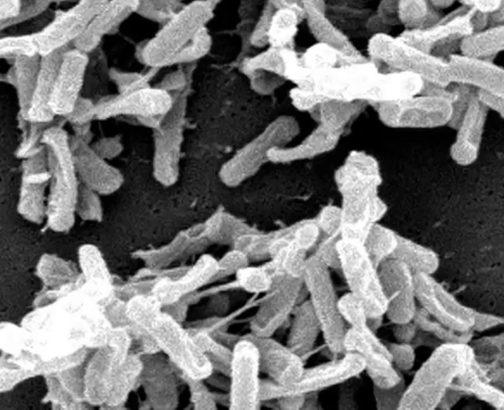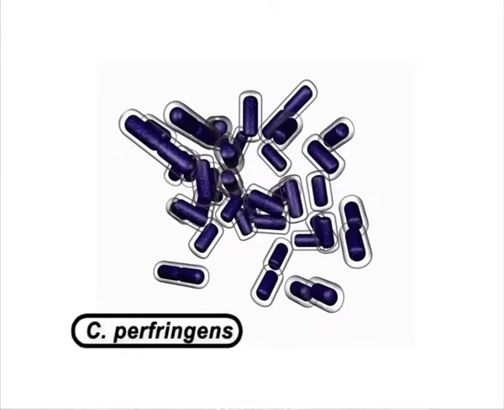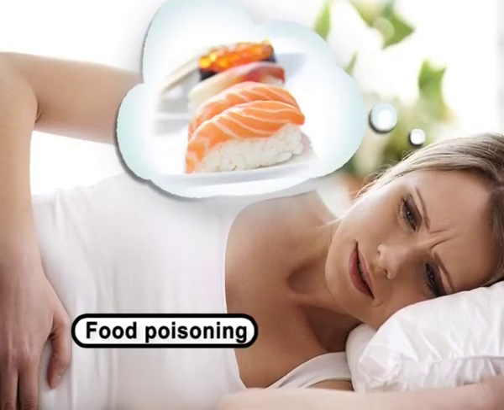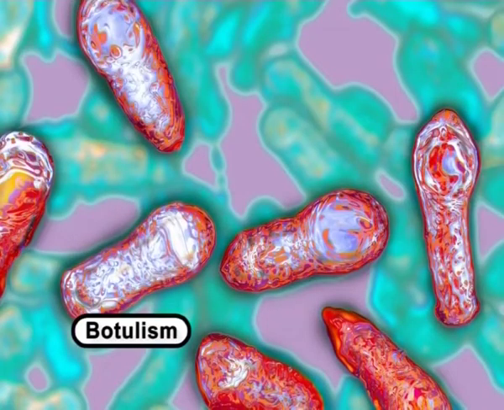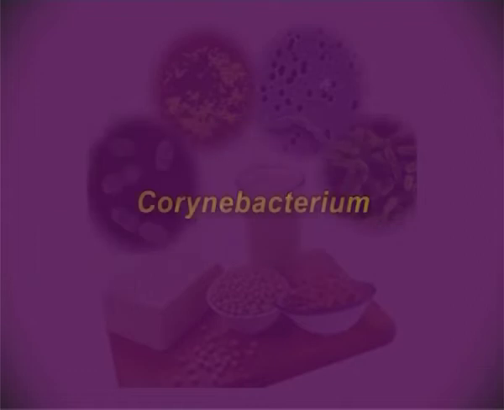Clostridium. These anaerobic spore-forming rods are widely distributed in nature, as are their aerobic counterparts, the bacilli. The genus contains many species, some of which cause spoilage in humans, that is, Clostridium perfringens causes food poisoning and Clostridium botulinum causes botulism. Mesophilic, psychrotrophic and thermophilic species exist. They are important in the thermal canning of foods.